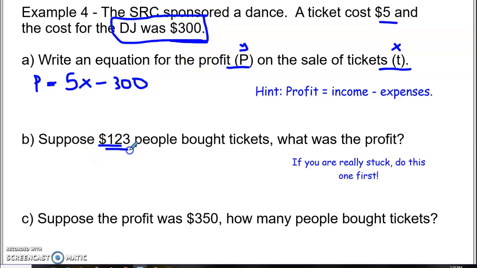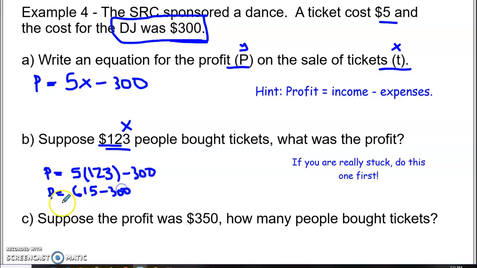Part B then says that 123 people bought tickets. What was the profit? So we're going to start by plugging in 123 for x to calculate the profit. So when we plug that in, we get 5 times 123, which is $615. But then we have to subtract the cost of the DJ, which is $300. So the profit would have been $315 if 123 people attended the dance.